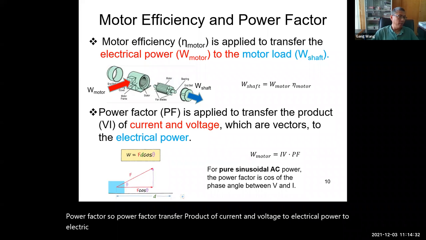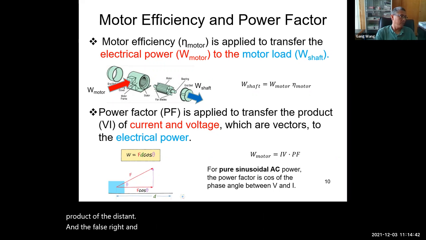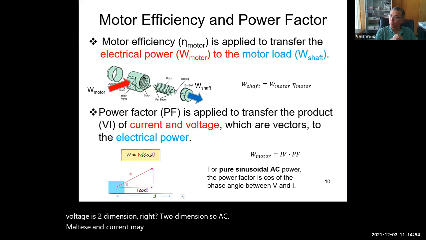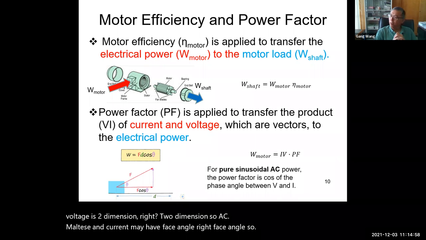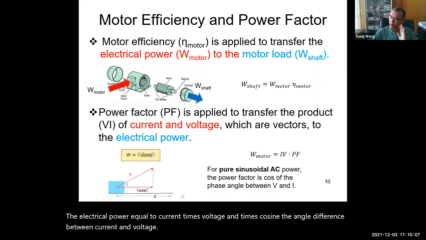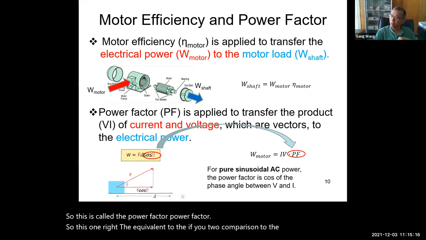The power factor transfers the product of current and voltage to electrical power. As I mentioned, if you recall the physics, work is the product of the distance and the force times the cosine of the angle, right? As I mentioned, the AC current and voltage are two dimensional, so AC voltage and current may have a phase angle. So the electrical power equals current times voltage times the cosine of the angle difference between current and voltage. This is called the power factor. It is equivalent to, if you compare to the force and distance, this angle.